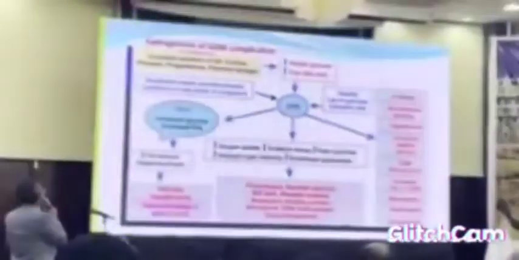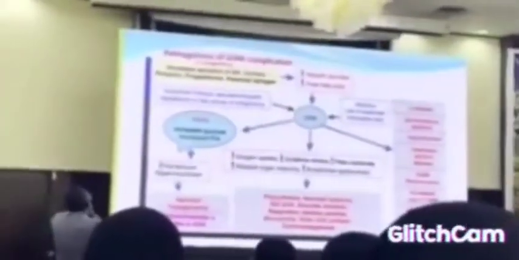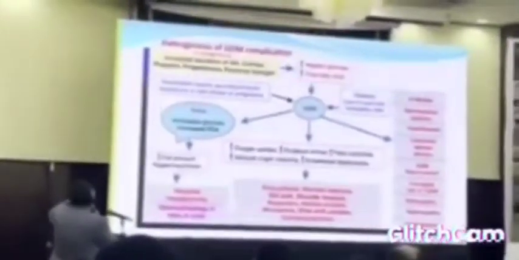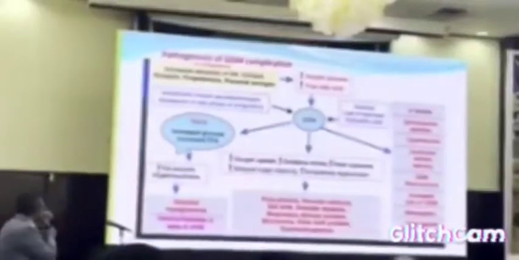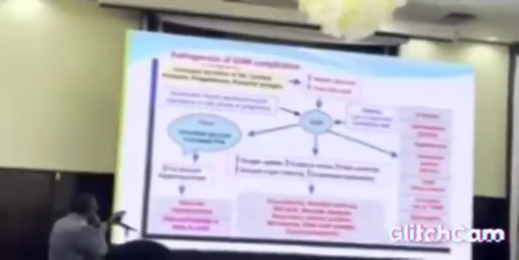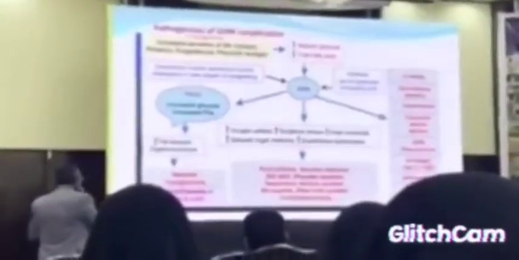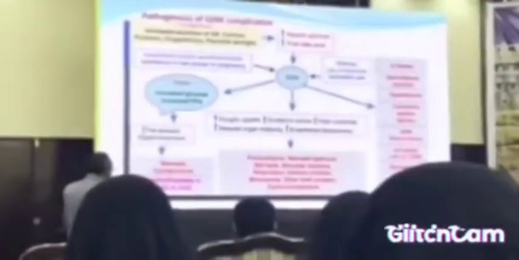What is the pathogenesis of complication of gestational diabetes? As we know, there are risk factors, for example, increasing cortisol, growth hormone, progesterone, and placental lactogen. This leads to increased hepatic glucose and increased free fatty acid, which leads to gestational diabetes. Insufficient insulin secretion and insulin resistance also cause gestational diabetes. Obesity, lack of exercise, and an unhealthy diet also cause gestational diabetes.